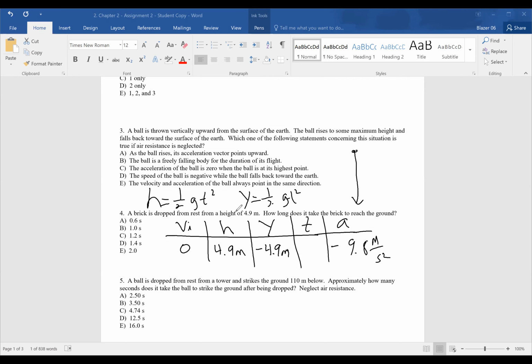Because it says, how long does it take the brick to reach the ground? The important thing is I'm looking for time. And if you remember from our last lecture, time is always a scalar. So time can never, ever, ever be negative. If I'm solving for height, I cannot put a negative number here. But if I'm solving for y, the negatives will cancel out. So time will always be positive. Make sure you understand how that is explained. Okay, you can go ahead and finish that problem later. I want to move on to another problem.